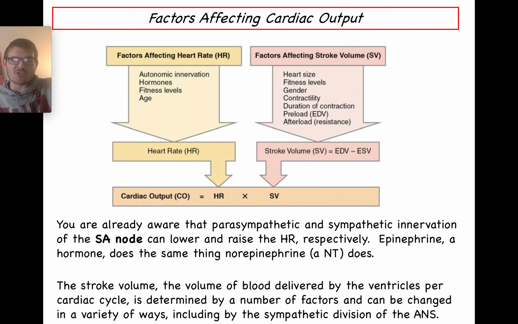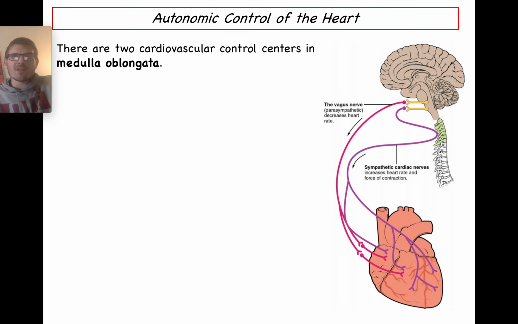And then I also said the stroke volume, the volume of blood delivered by the ventricles per cardiac cycle, is multifactorial and it can be influenced by a number of different things, including the sympathetic division of the ANS. So let's dive into this.